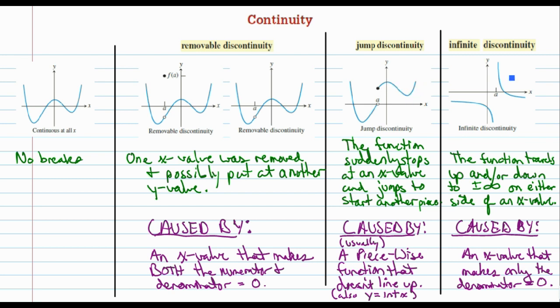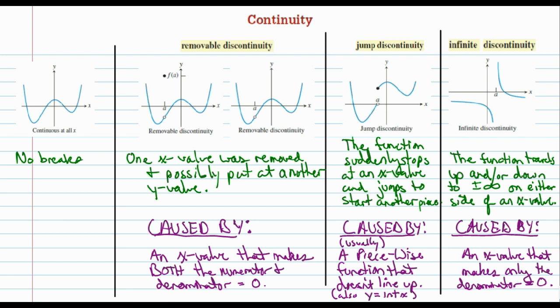An infinite discontinuity, named appropriately enough, occurs when the graph travels both up to infinity and down to infinity, or just up to infinity or just down to infinity. But basically your pencil would have to go all the way down to infinity, then pick up, and then start over again from another infinity and travel on. So an infinite discontinuity is when the graph approaches infinities from either side of that x value. That's caused by an x value that makes only the denominator 0.